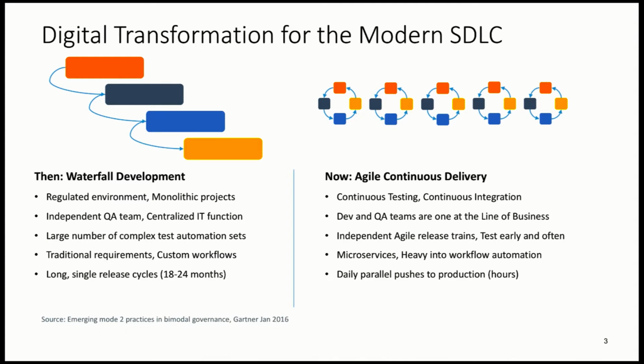On the left, you see how things used to be. Basically, you had a waterfall with various separate steps, and you had large organizations doing projects over many, many months, and what you ended up with was sort of a very monolithic project structure, independent QA teams, centralized IT functions, and this was a long release cycle that took 18 to 24 months.